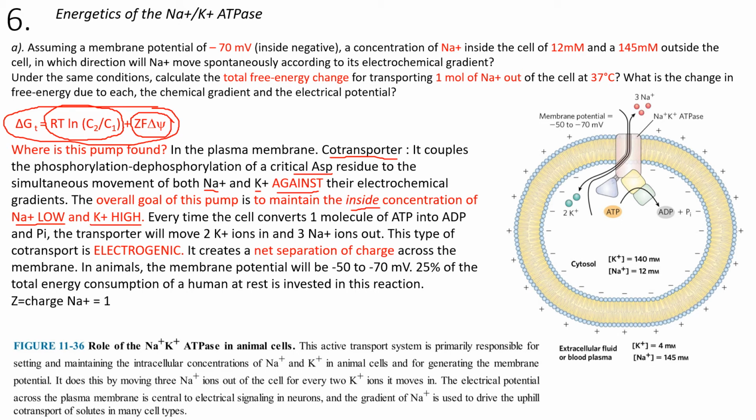Every time the cell converts 1 molecule of ATP into ADP and phosphate, the transporter will move 2 potassium ions in and 3 sodium ions out. This type of co-transporter is electrogenic. It creates a net separation of charge across the membrane. In animals, the membrane potential will be minus 50 to minus 70 millivolts. 25% of the total energy consumption of a human at rest is invested in this reaction.